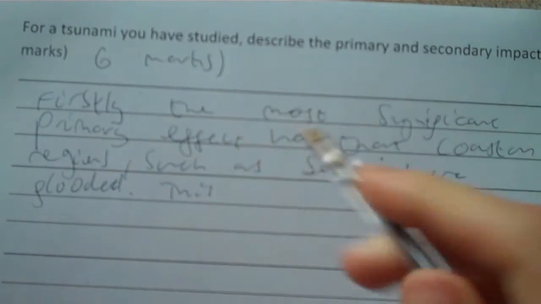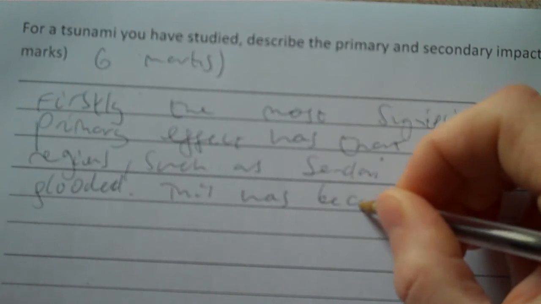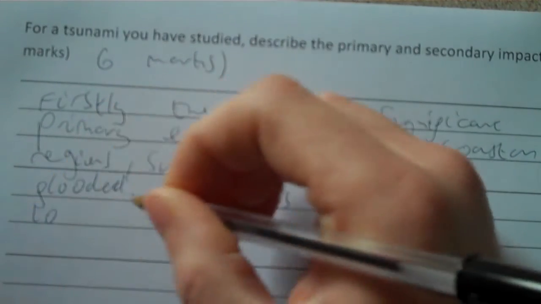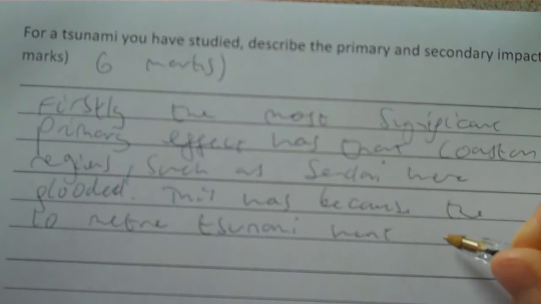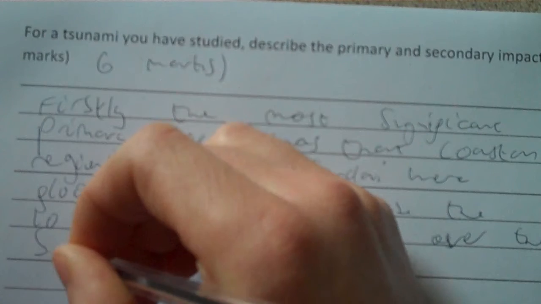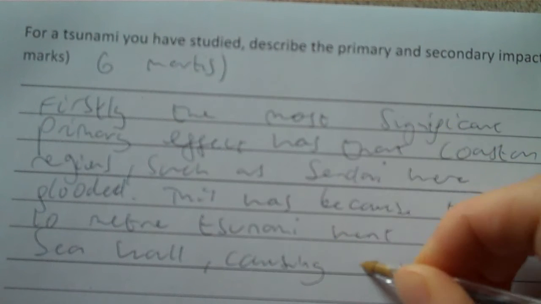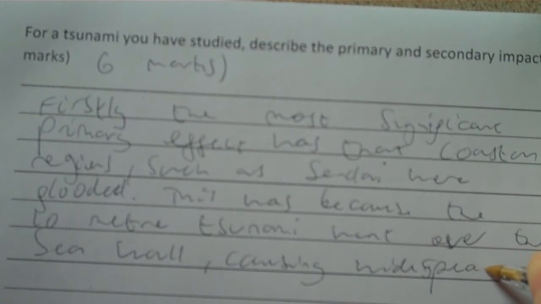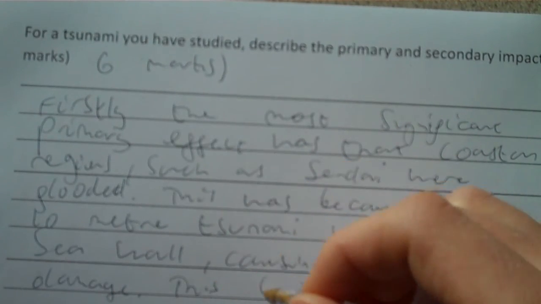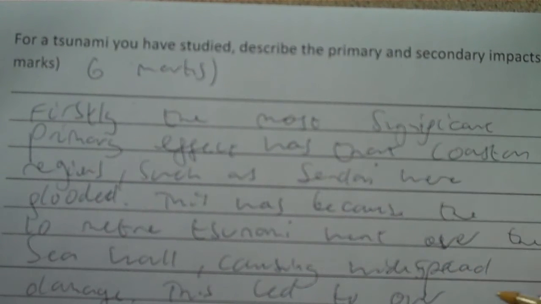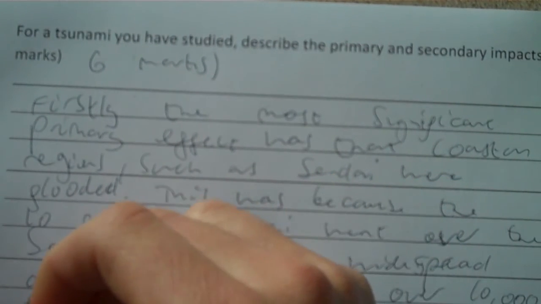This is because, again, I know it says describe in the question, but as it's a 6 marker, we've got to develop our points. This was because the 10-metre tsunami, getting some evidence in, went over the seawall, causing widespread damage. Again, this led to over 10,000 deaths, because the earthquake itself didn't really cause any damage, but the tsunami did.